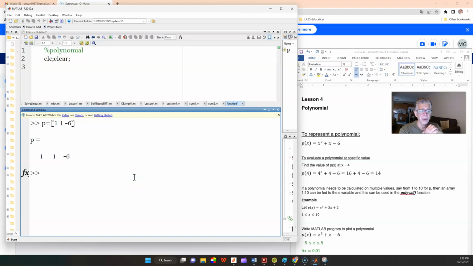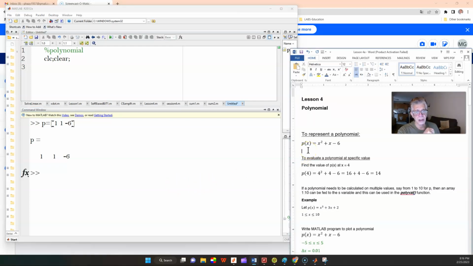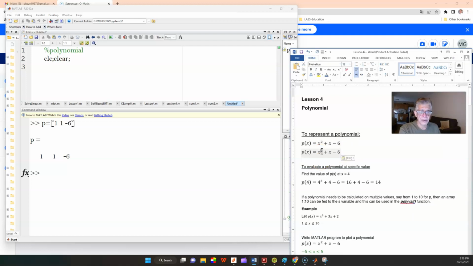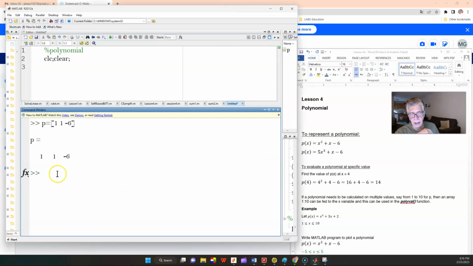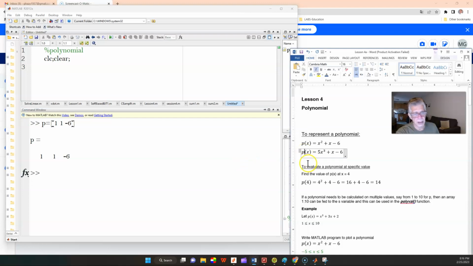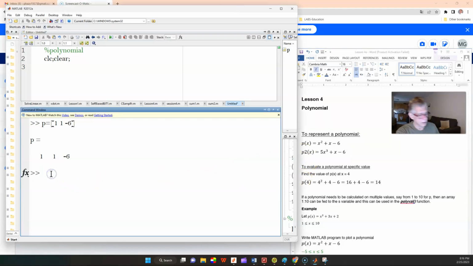What happens if one term is missing? Let me write another polynomial here. Let me make a copy of this one and have another one, and let's say that's order 3, with leading coefficient 5. Now we have a polynomial of order 3. So how do you represent it? Let's just call this one P2, for example.